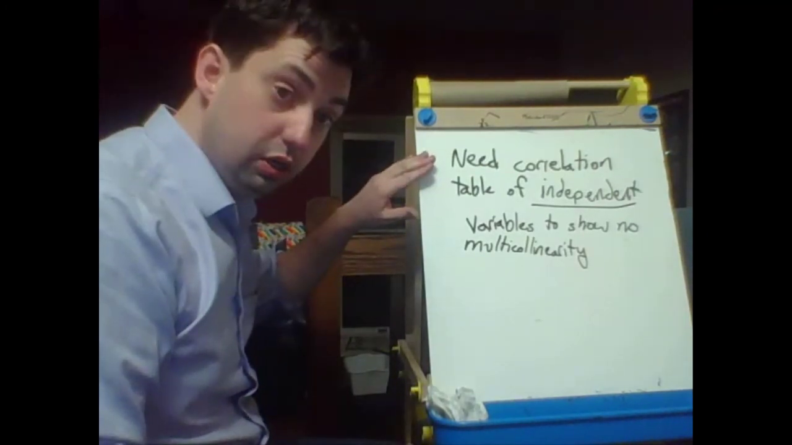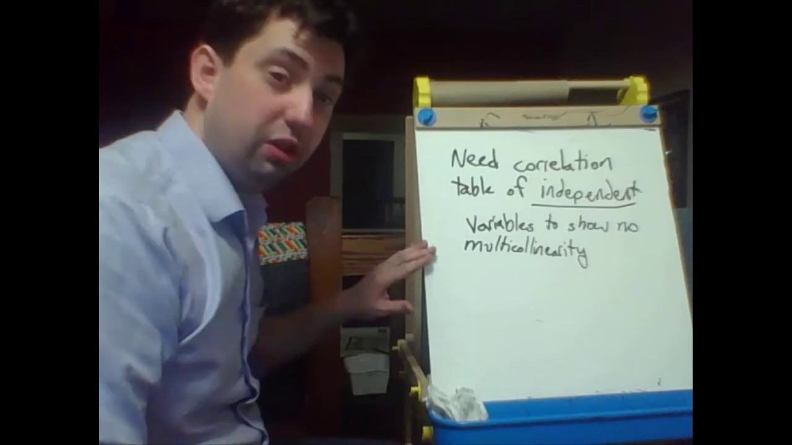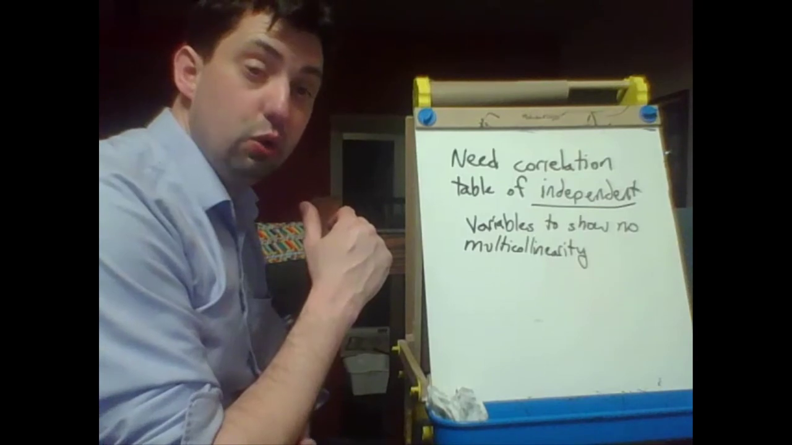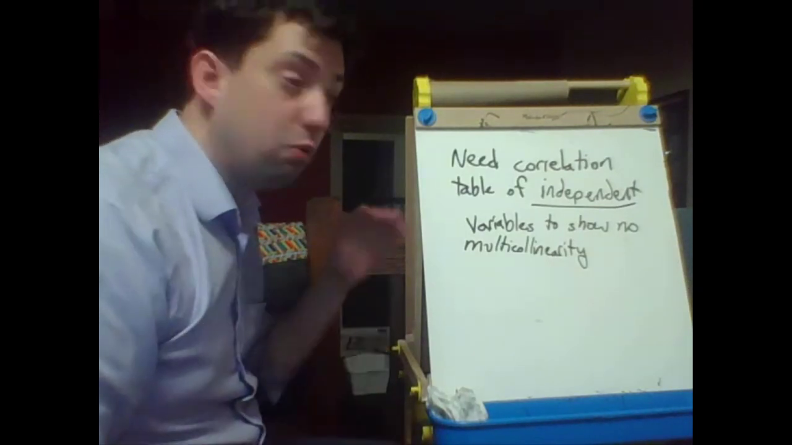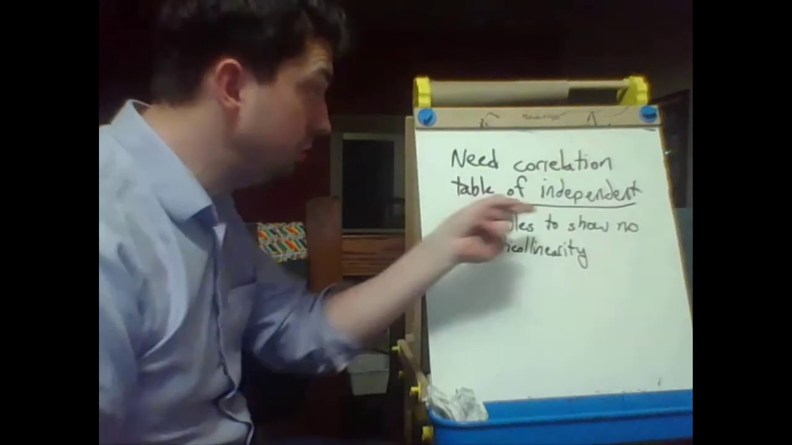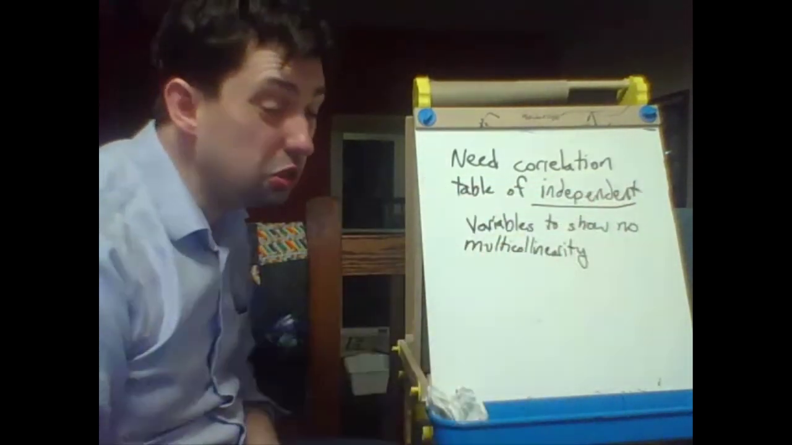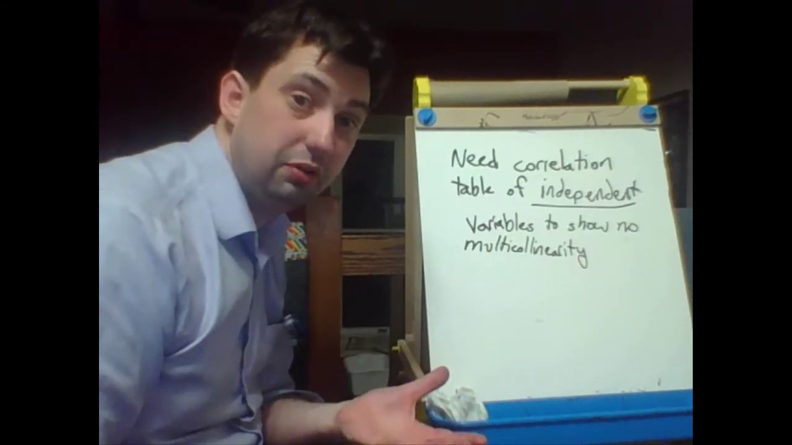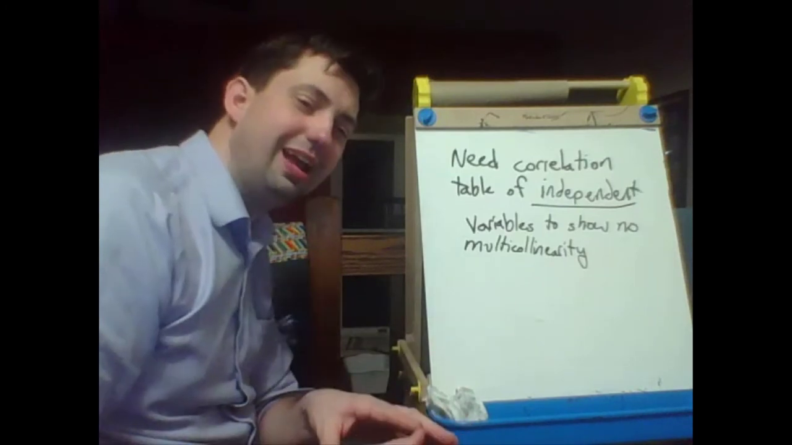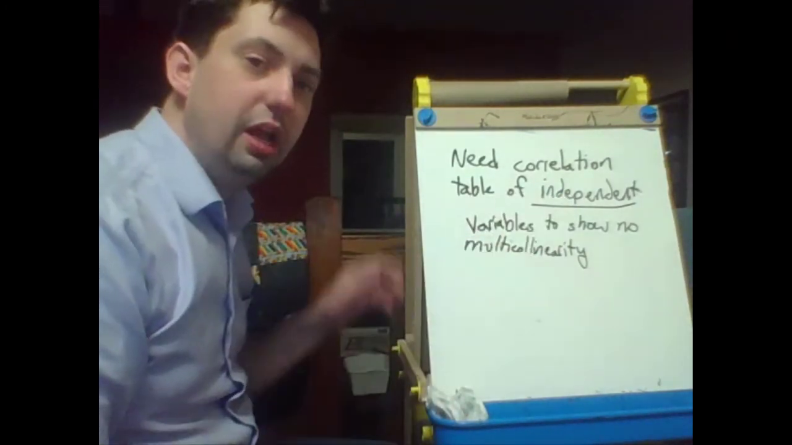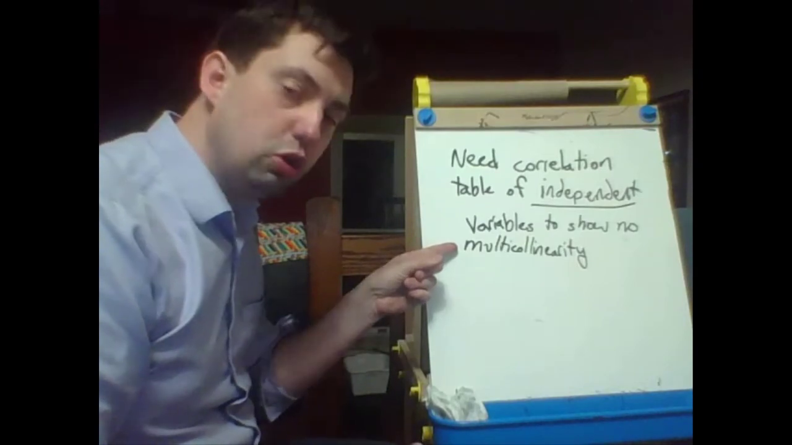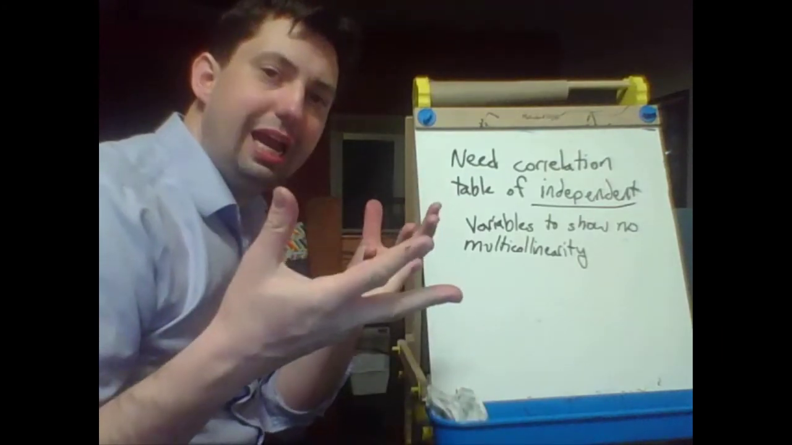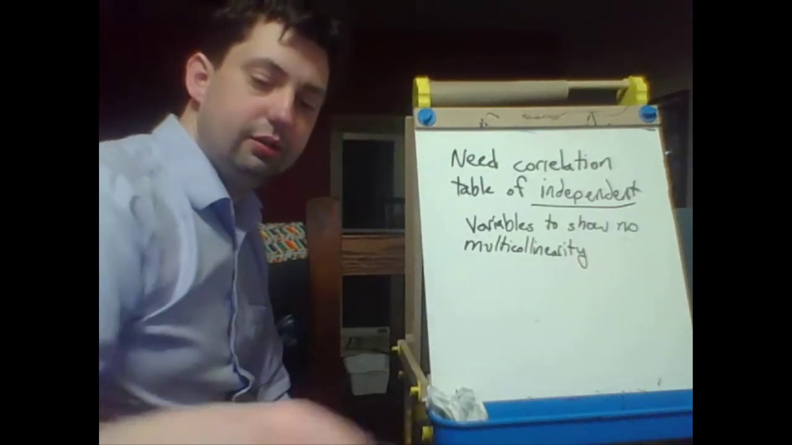If you include your dependent variable in your correlation table, it shows you don't know why you're including your correlation table. In your paper for this semester, you will be required to include a correlation table. Only make it for the independent variables. Don't include the dependent variable, because then you're saying, I don't know why I'm doing this, I'm just following instructions. That's bad. Don't do that. And of course, you want it to have no multicollinearity. You don't want any correlation coefficient that is above 0.8 or below negative 0.8.